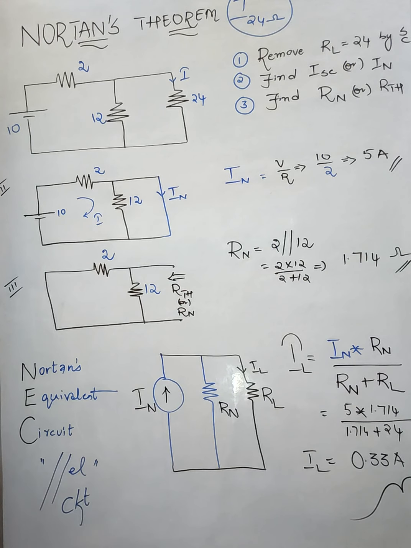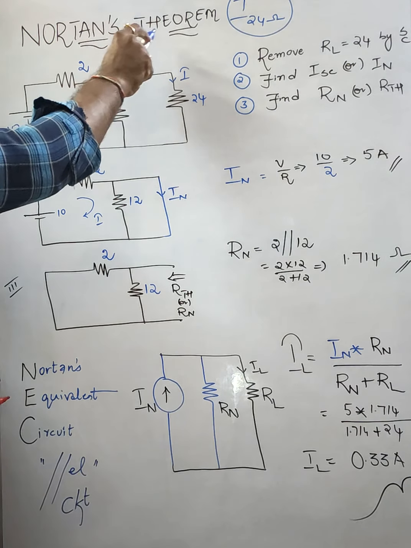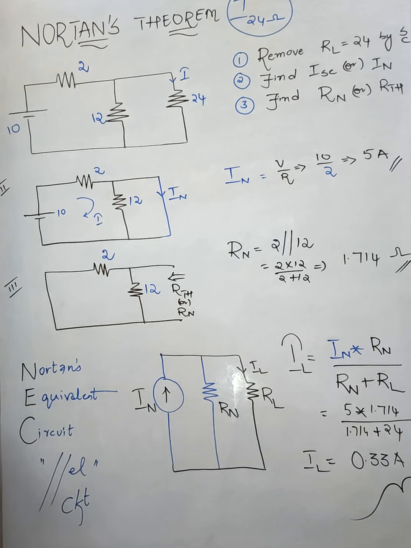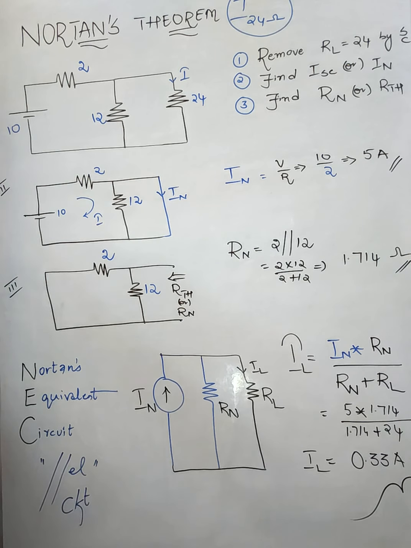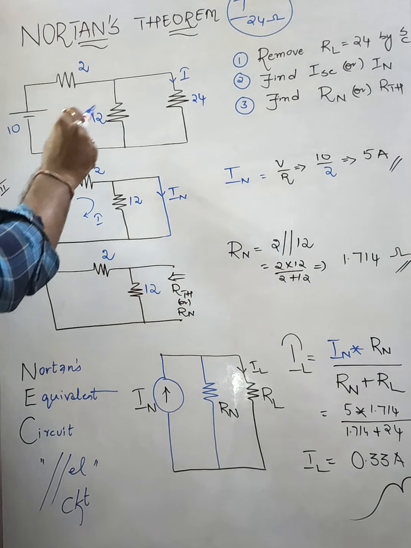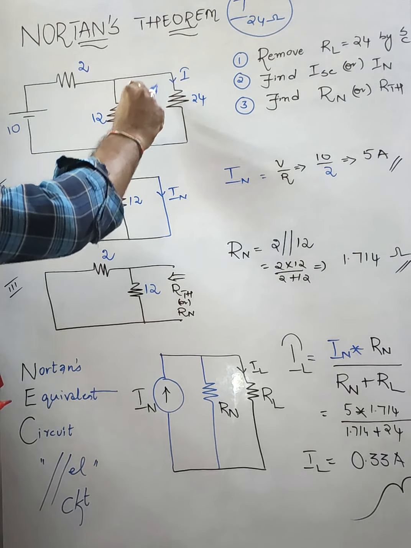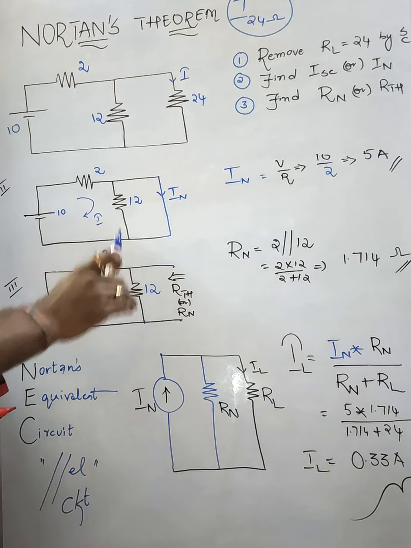Hi everyone. As a continuation of Thevenin's theorem, we'd like to discuss Norton's theorem. In today's part, I'd like to cover Norton's theorem, using the same numerical problem I chose for Thevenin's theorem: find the current flowing across the 24 ohms and verify Norton's theorem.